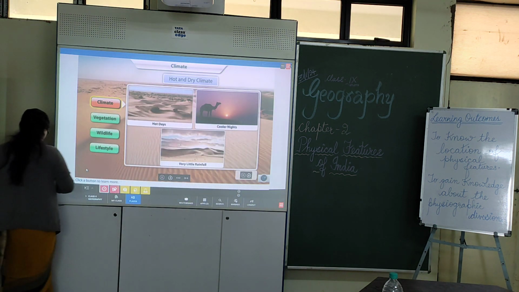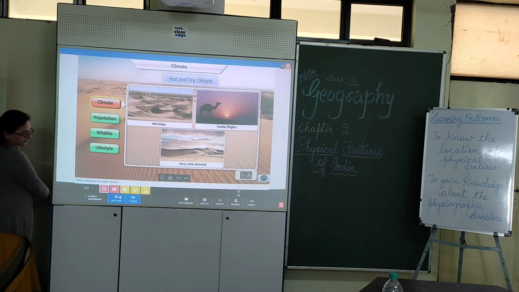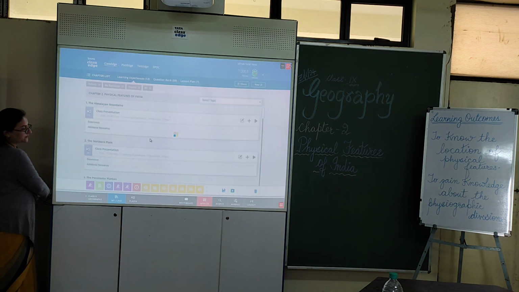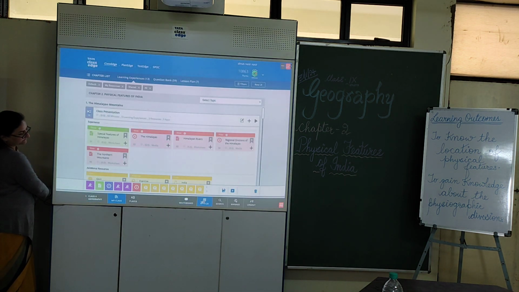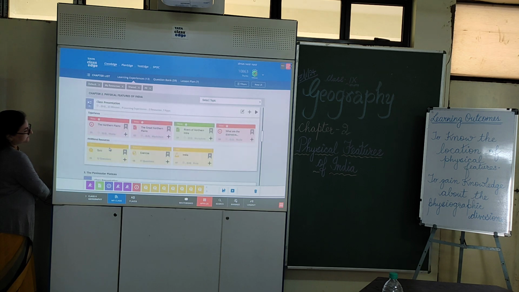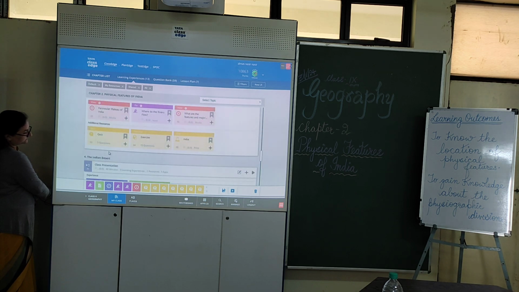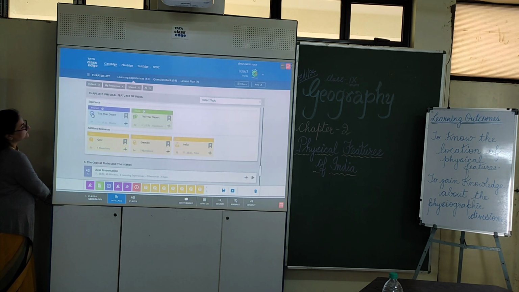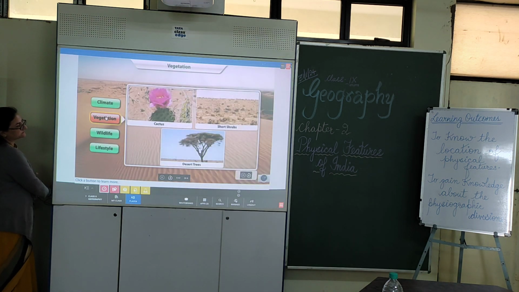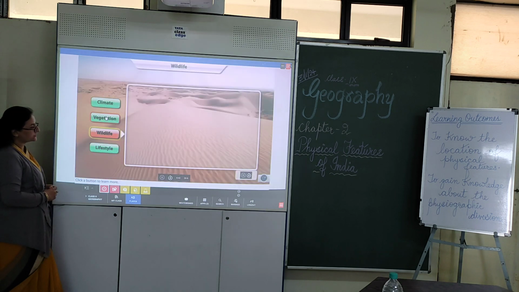Now comes a very interesting topic, and that is the coastal plains. Sandy soil and less rainfall make it difficult for plants to grow in the Thar Desert. You will find cactuses, short shrubs and woody trees in the Thar Desert. They are specially adapted to grow in desert conditions. Can you see this now, children?